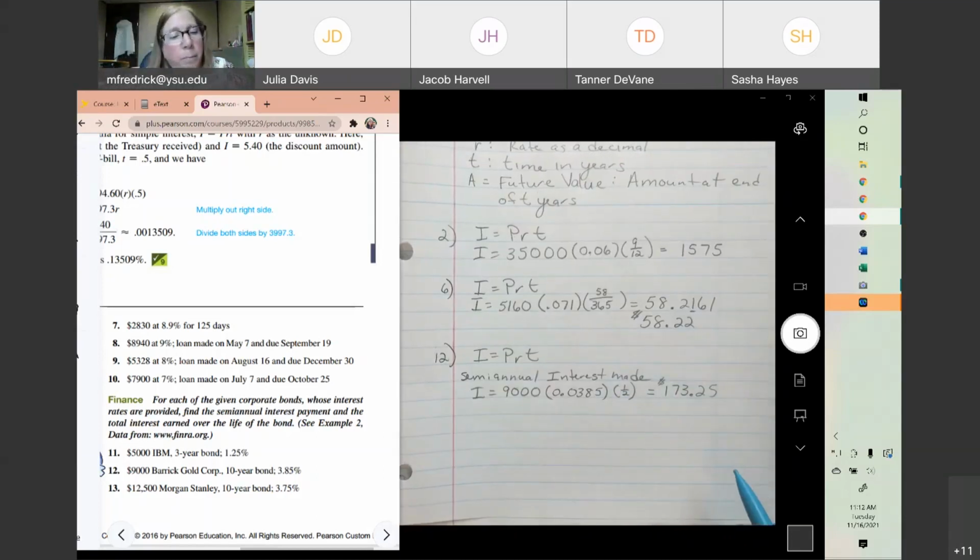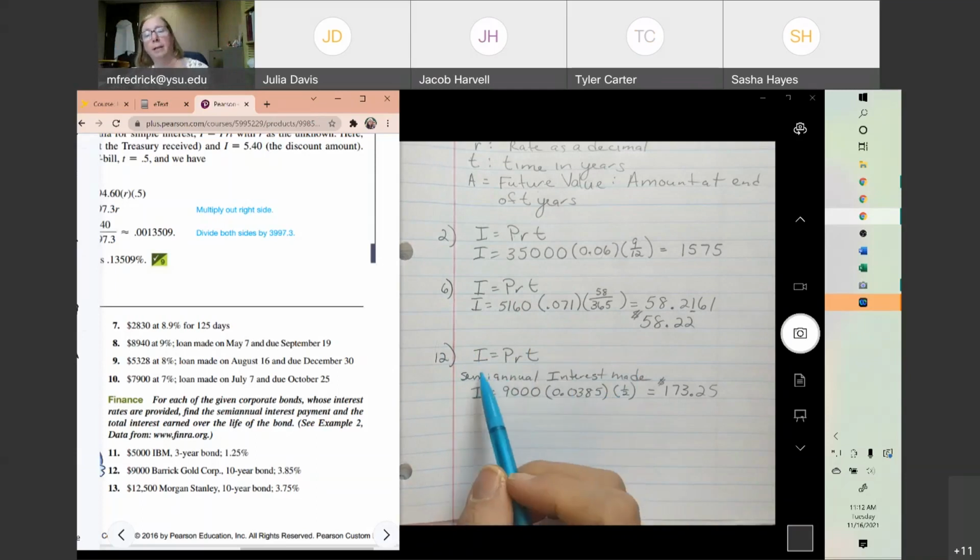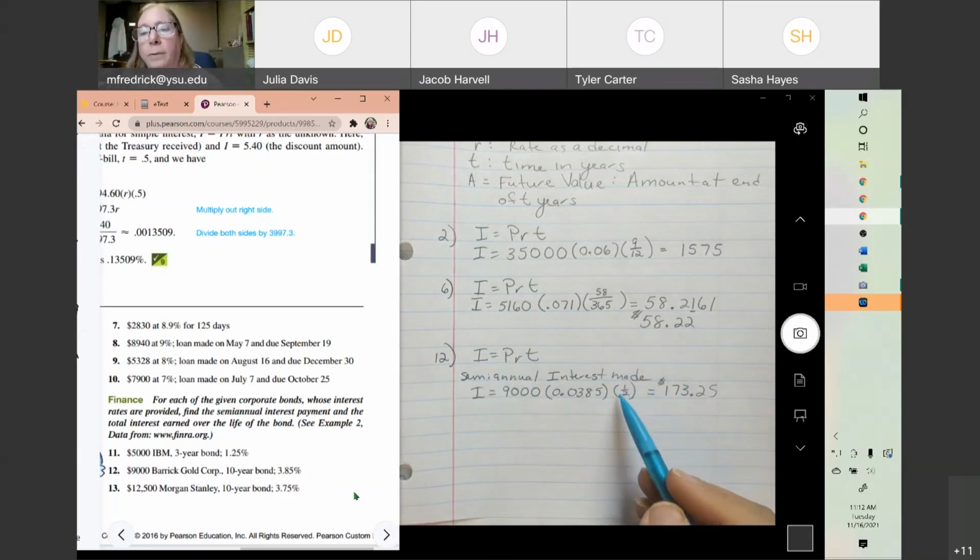So this bond pays out $173.25 every 6 months. Any questions? The semi-annual interest is for half a year? Right. Okay. Because we also have to do 10 years, but they asked for the semi-annual interest. So if it says semi-annual, it's always 1/2 for the year.